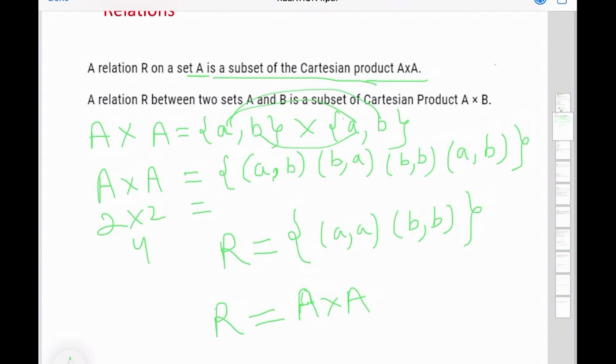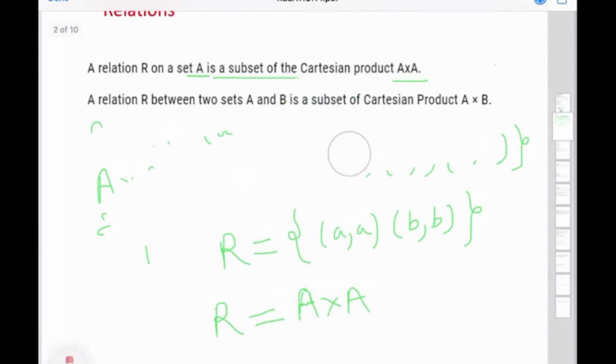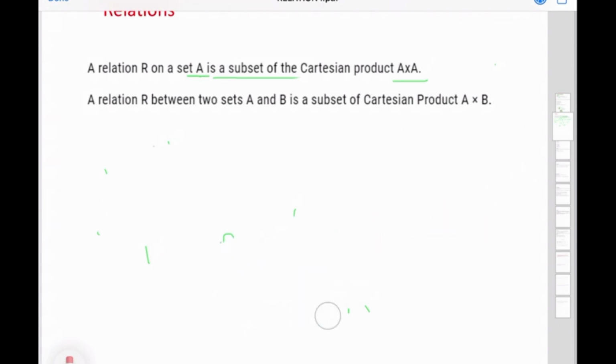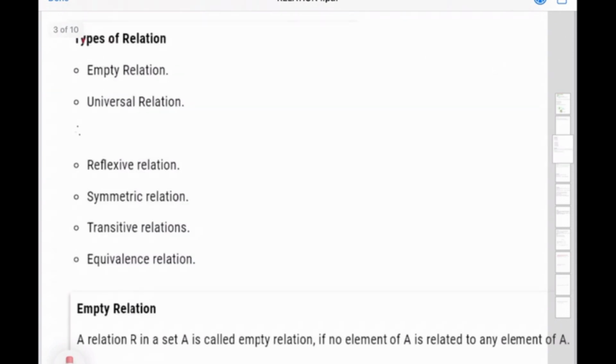Now suppose you have two different non-empty subsets, like A and B. Those should be non-empty sets, and there also you will say that R will be a subset of A cross B. The next one is types of relation.